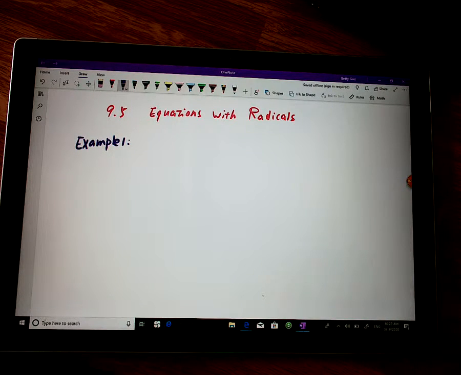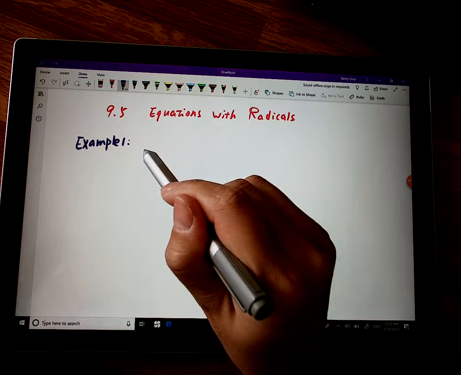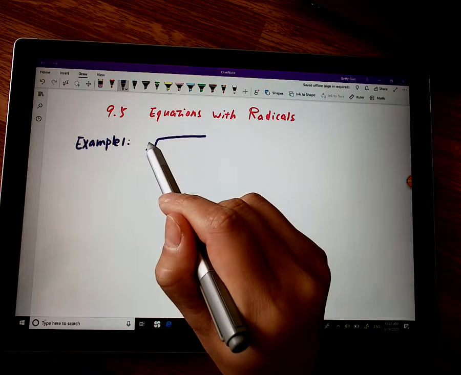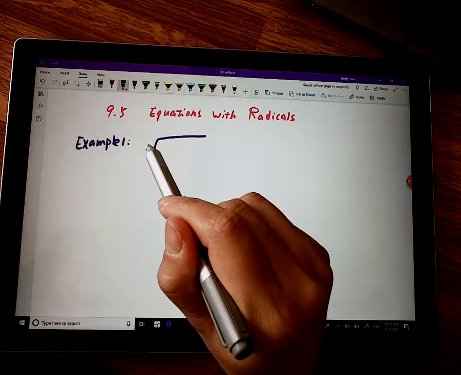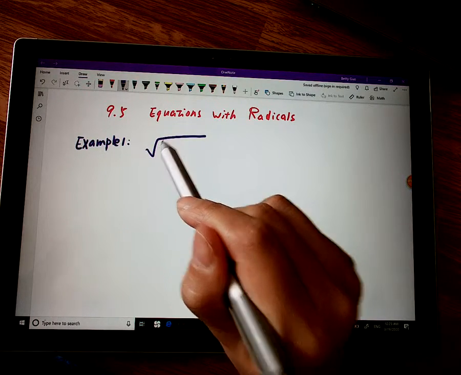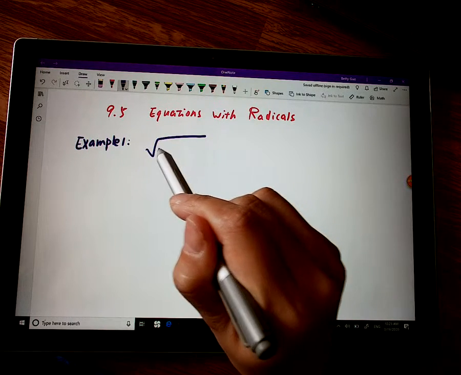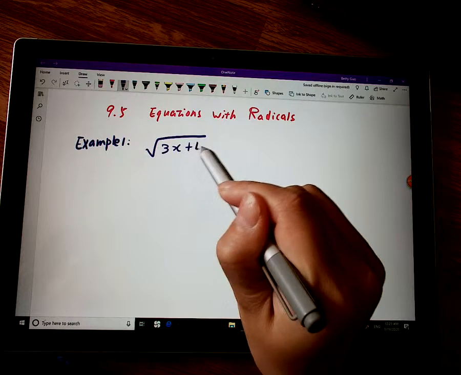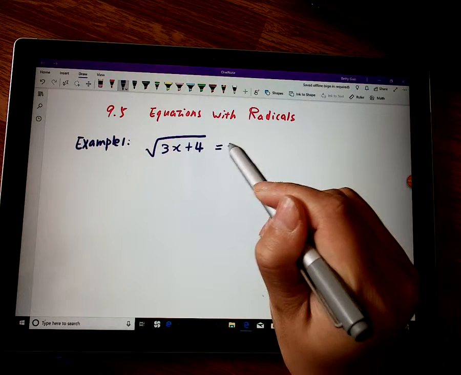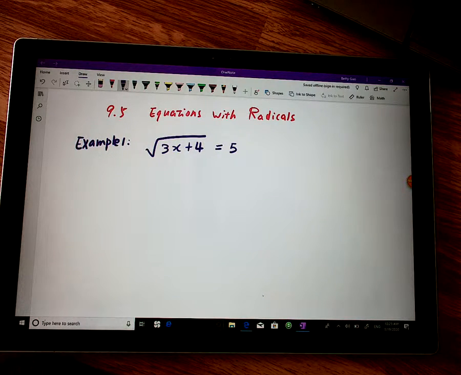Example 1 only has one radical in the equation. It is a square root. The root number is not written out, which means it defaults to 2. This radical is a square root, the root number or index is 2, and the radicand is 3x plus 4, equals 5. Okay, so we're going to solve this equation as example 1.